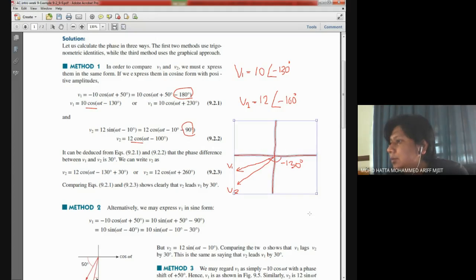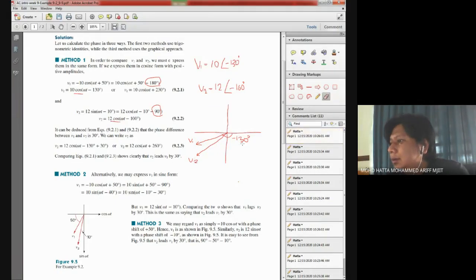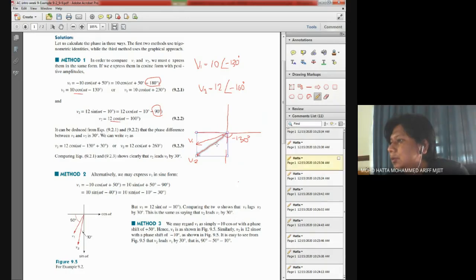Oh my goodness. This is what I don't like, using this one. I cannot do that. Anyway, V2 with the angle of negative 100.